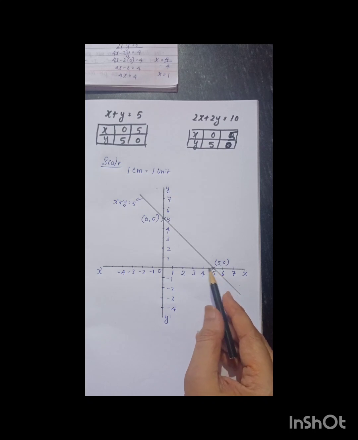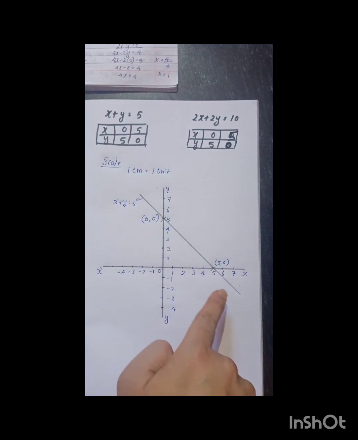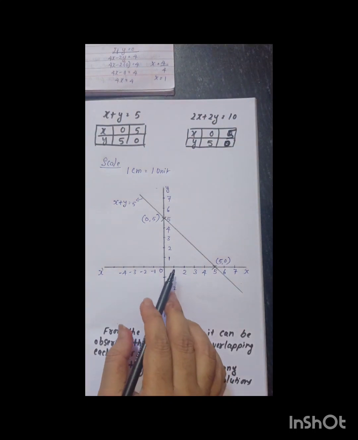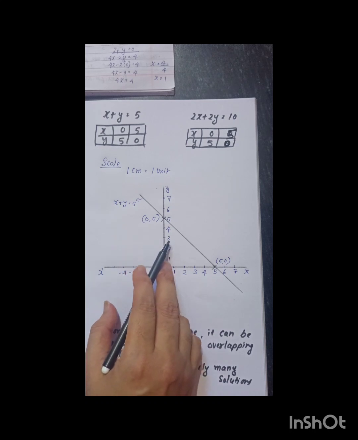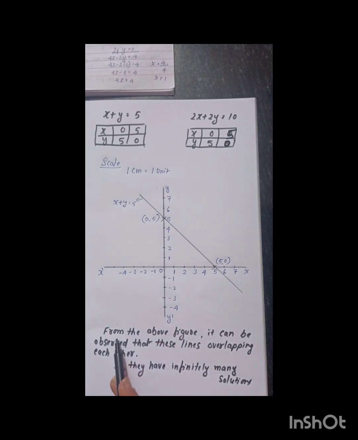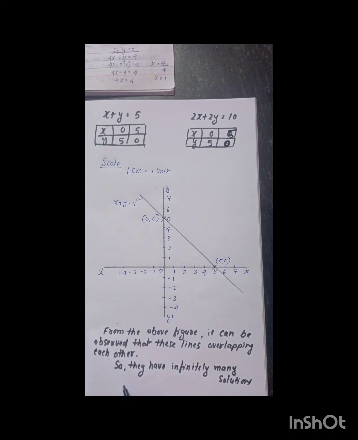It means the line of the second equation is overlapping that line. As I observed in the figure, as I explained, the two lines are overlapping on each other. I just wrote the same thing. From the above figure, it can be observed that these lines overlap each other. Overlapping means the second line falls on the first line. So they have infinitely many solutions. This is the answer for the question.